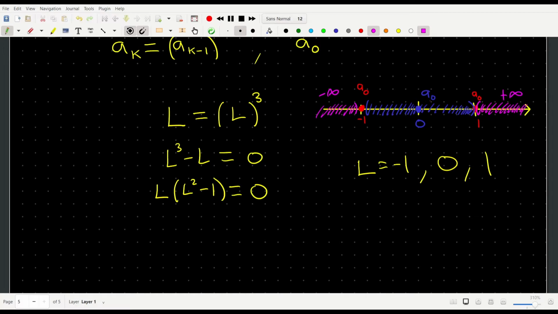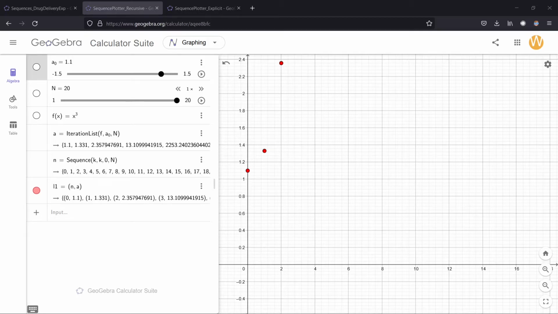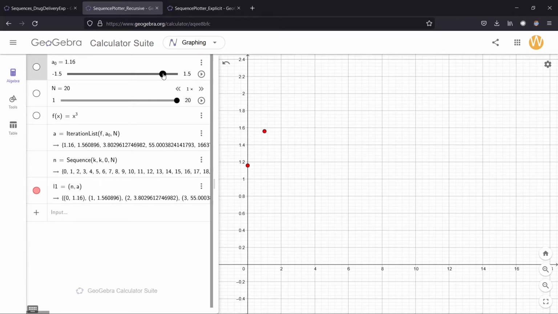But 0 is a stable limit value because moving a little bit away from it as a starting value will always result in us converging to 0 for the sequence. So let's take a look at this and see exactly what this means. So this is a visualization here of this sequence, various points in the sequence. That's the first 20 points in the sequence, for various values of a naught here.